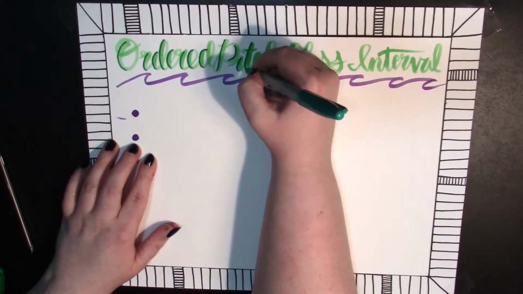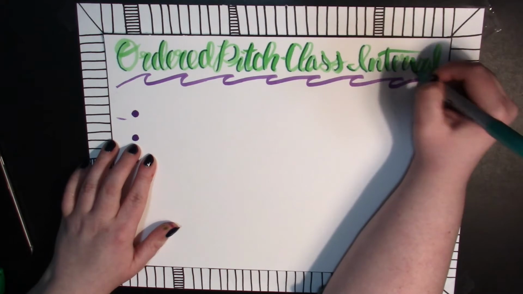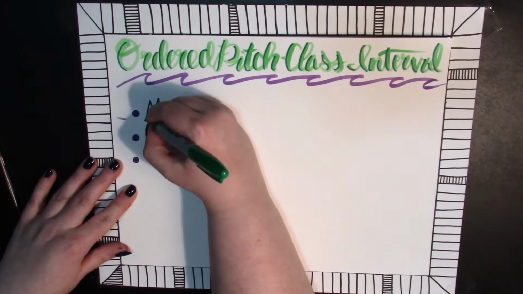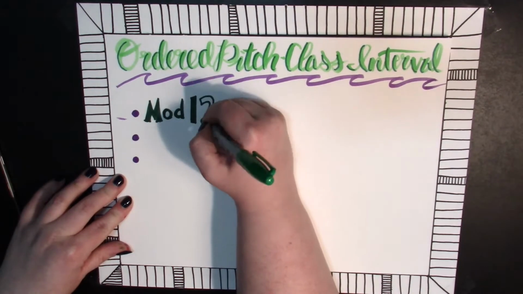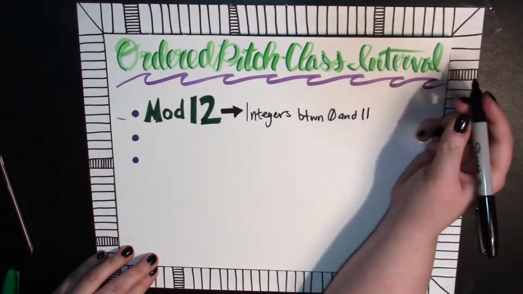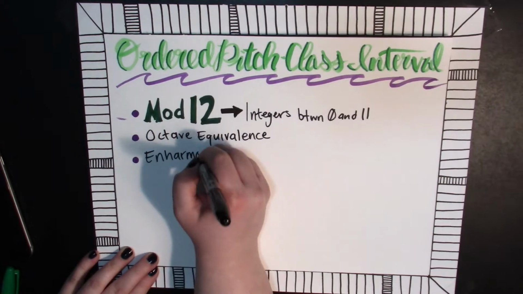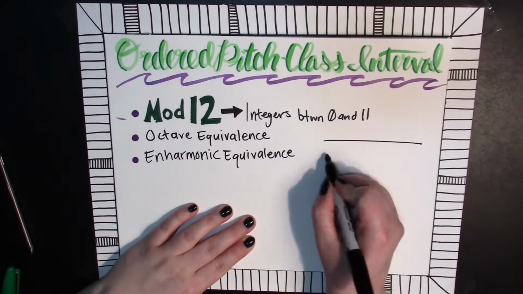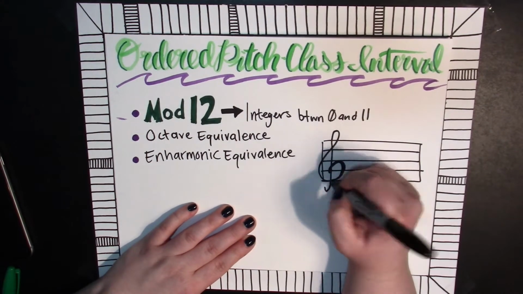Moving on to our category of intervals dealing with pitch class, let's begin with ordered pitch class intervals. Since these are pitch class intervals, the mod 12 function will keep the integer between 0 and 11 and share the properties of octave and enharmonic equivalence. Ordered pitch class intervals are most easily calculated using a clock face.